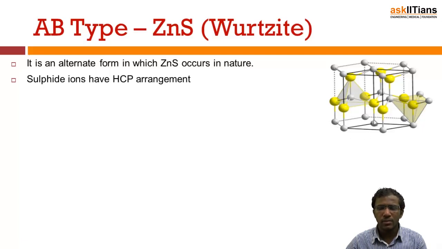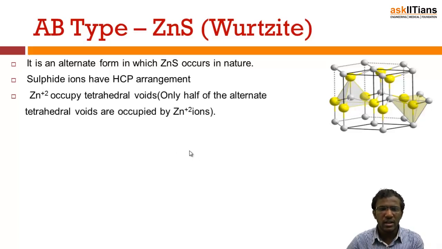the corners of the hexagon as well as the face center of the two opposite faces, and there are 3 present completely inside the HCP unit cell. So the sulfide ions have an HCP arrangement, but before, in sphalerite, they had an FCC arrangement. The zinc ions occupy the tetrahedral voids, but here also only half of the tetrahedral voids are occupied by zinc ions, which are shown in this picture.